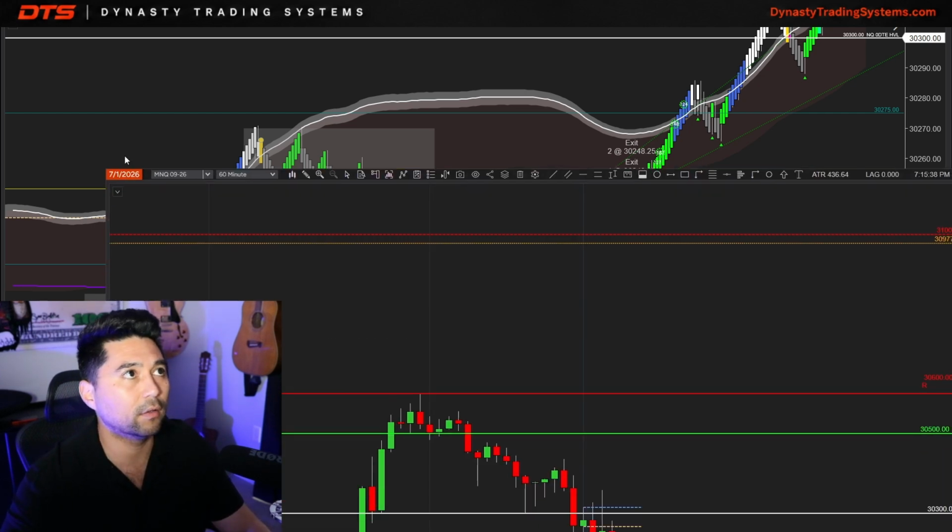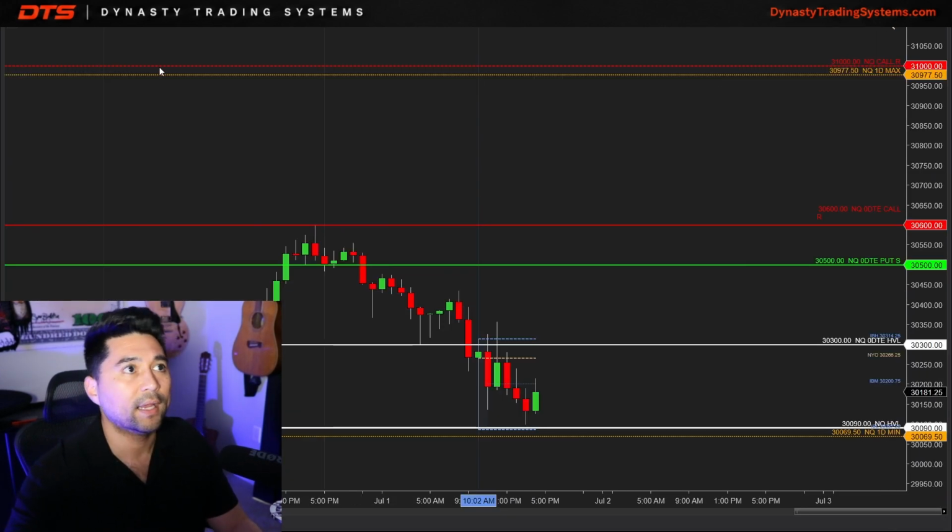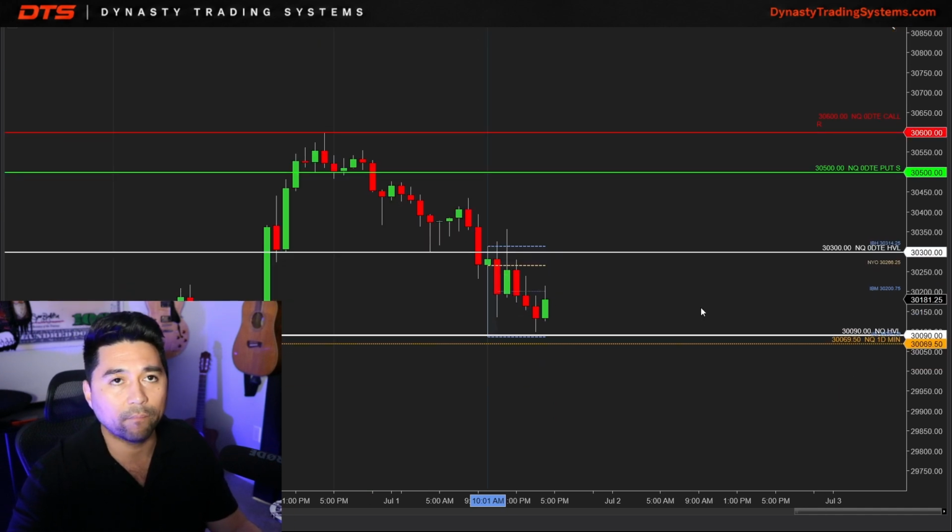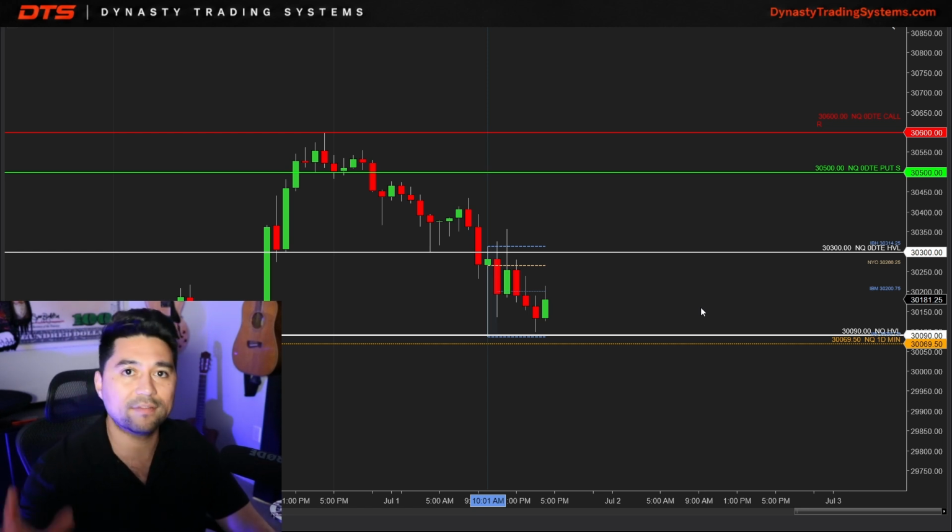Okay, so the first thing we're going to take a look at is what we call the auction map. And the auction map basically just maps out gamma levels. It's going to map out what I call major quarter levels, the VWAP, opening range, stuff like that. The things that we know that are pretty important throughout the session.